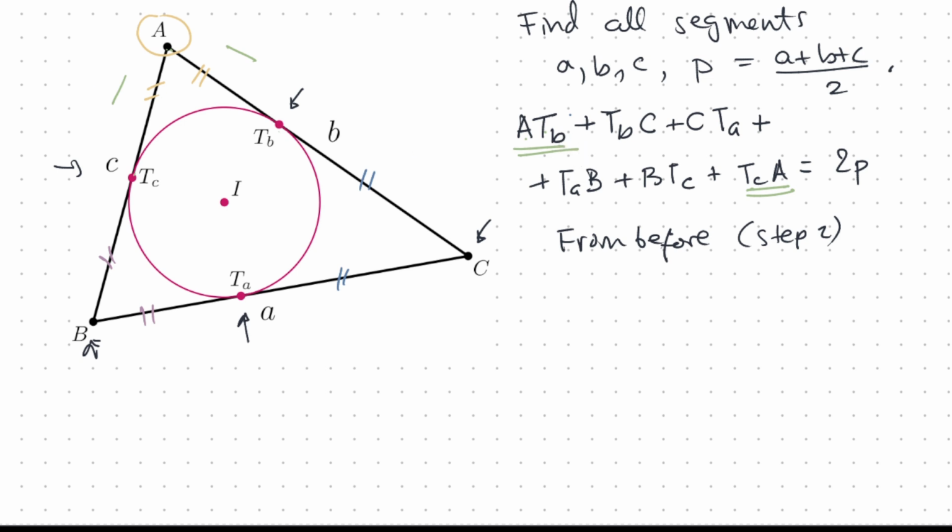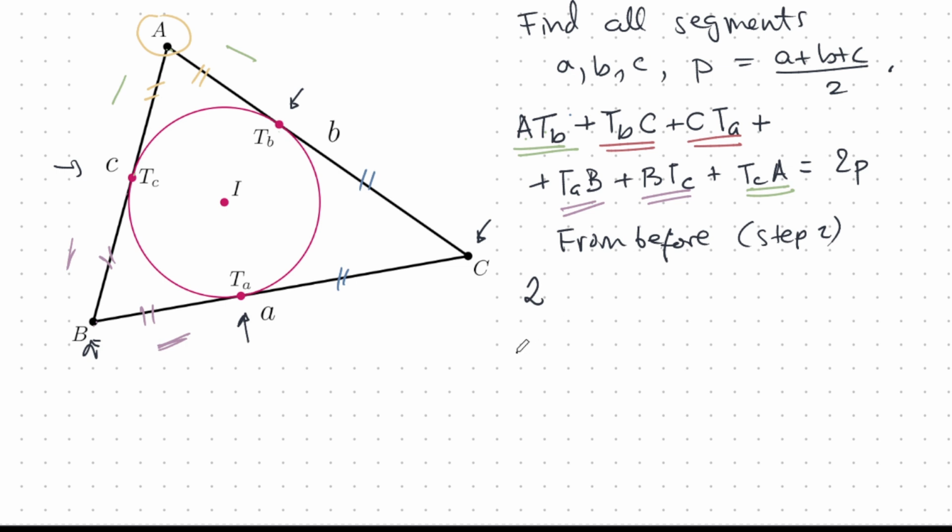Let's use a different color now. TBC, where is that? TB to C, that's the same thing as CTA. So those two are the same. And finally, let's use a different color. TAB, that's this one. That's equal to this one here from BTC. So they all pair up. And in fact, we can now write it like this.